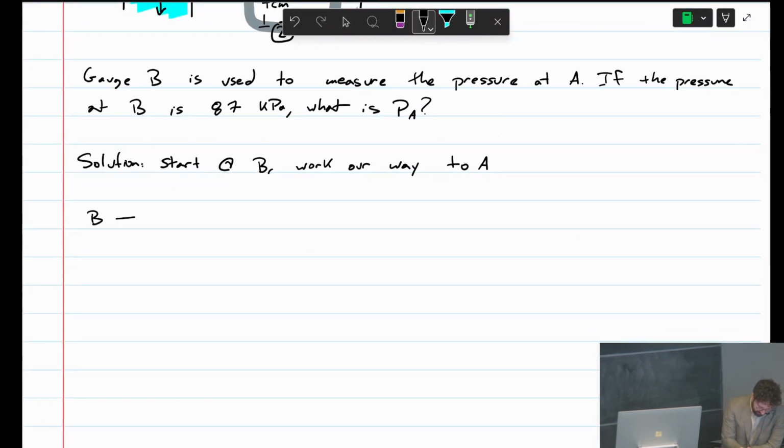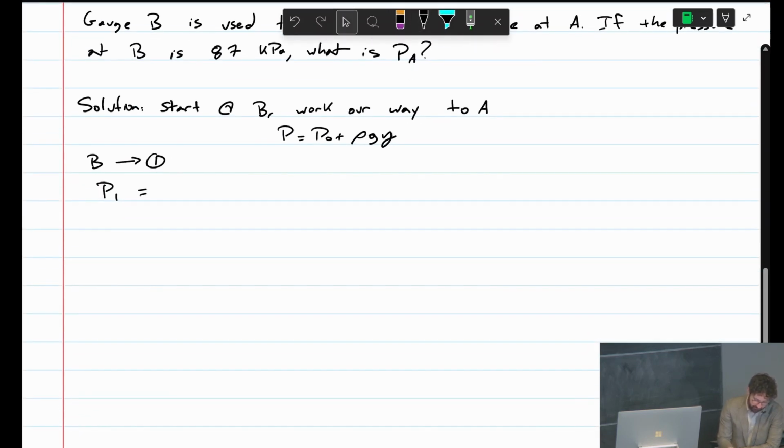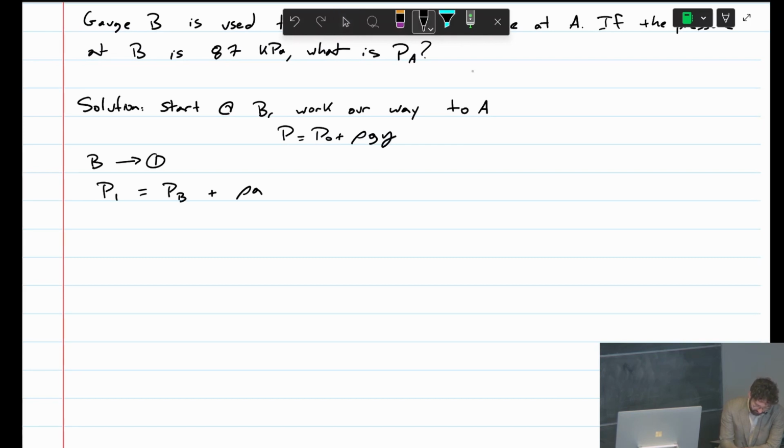Okay, so let's go from B to 1. By the way, all these equations are going to be P equals P0 plus rho g y, and we're just going to change what those variables are. So P1 is PB plus rho g, and I'll say y from B to 1. So that's 87.